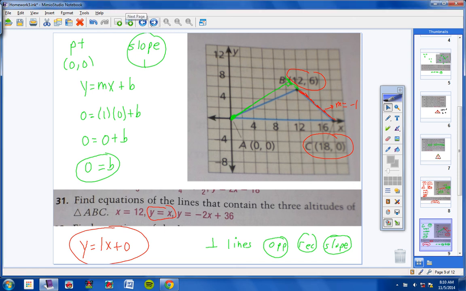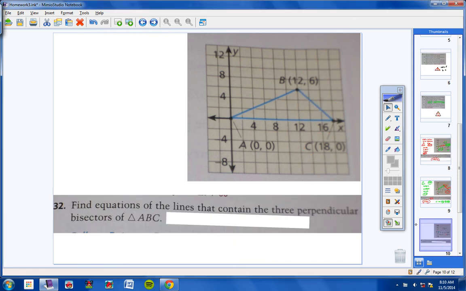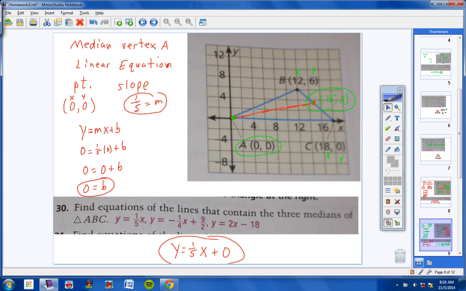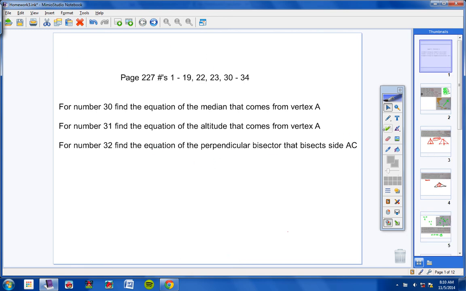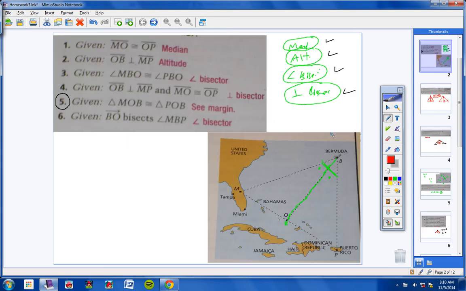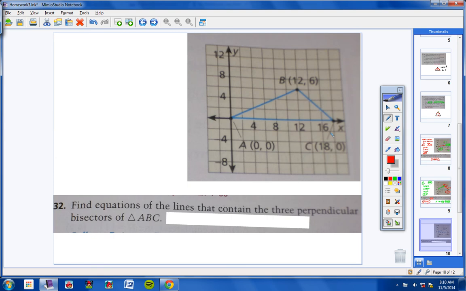Okay, number 32 says to, let's go back and look at the directions here. Okay, find the equation of the perpendicular bisector that bisects side AC. Side AC, so here we go. So we're looking for your side AC right here. So we're looking for the perpendicular bisector that comes from this here. Okay, and has to hit the midpoint here. Okay, it has to go like this.